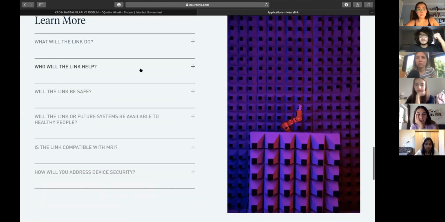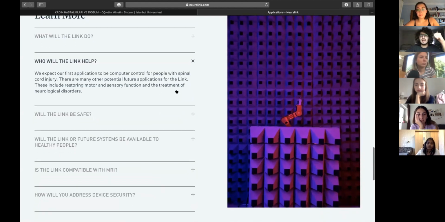But who will the link help? Basically, it will help all human beings, but their main aim is to fix spinal cord injury. For example, there are those people with ALS, let's say. I think the most important example here is Stephen Hawking, who had to create his computer with a really small thing that he had, and even that technology was innovative in his time. But right now, what they want is to make people control computers with only their brain power.